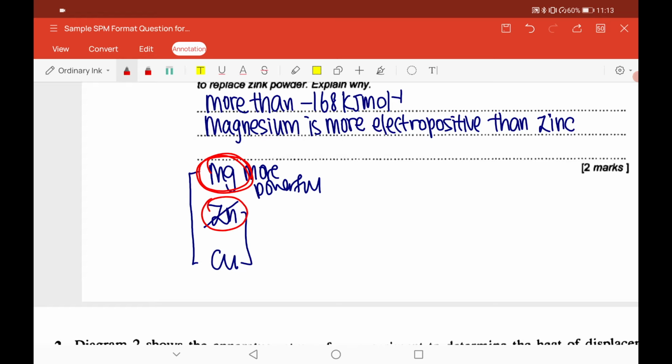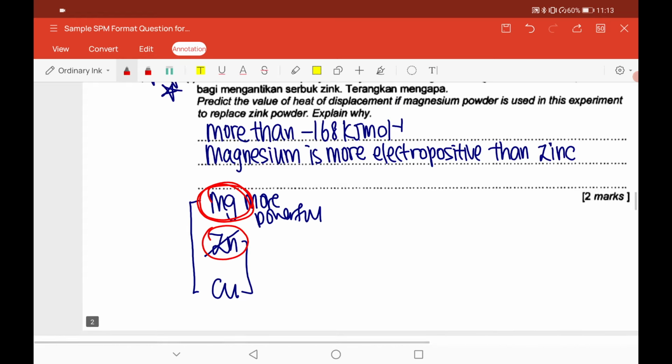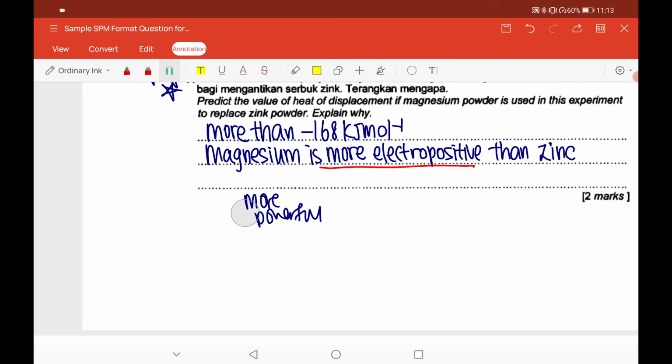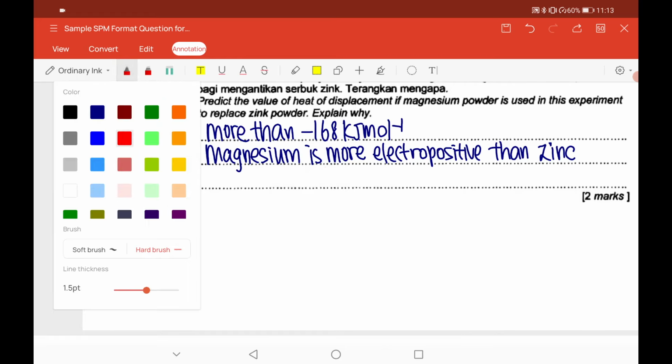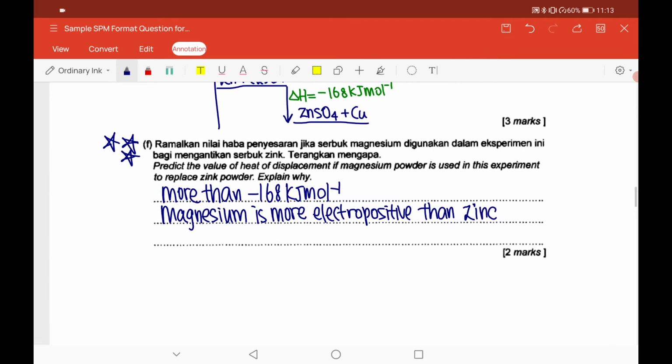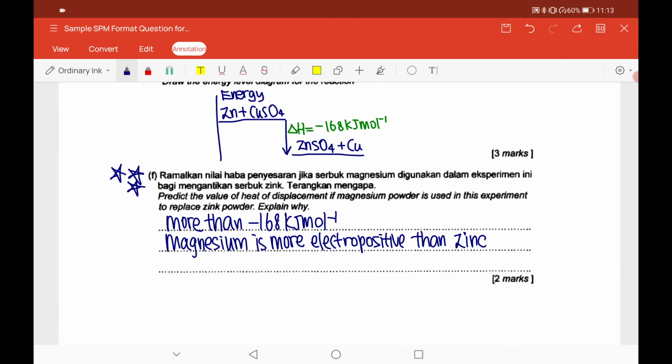You just need to mention that magnesium is even a more powerful gangster than zinc. But like what I said just now, you cannot say gangster, right? You have to say magnesium is more electropositive than zinc. Okay, that's it. So if you can write in this way, then you will be able to get your full marks already for this question.